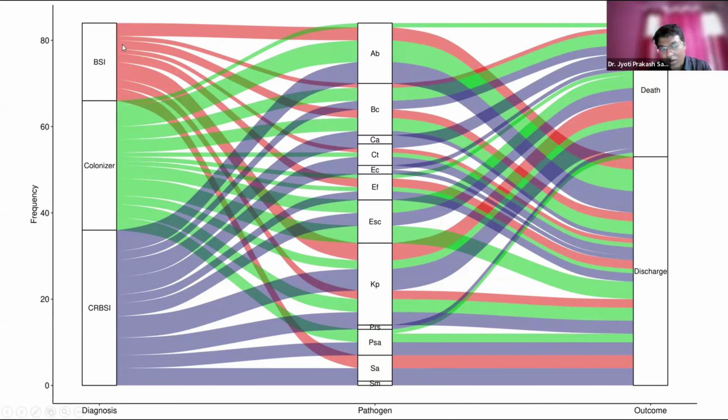We can trace either way, from left to right or right to left. We can trace, unlike the Sankey diagram, throughout the axis. They represent the number of participants. The number is written here from 0 to 80. There are 83 samples.